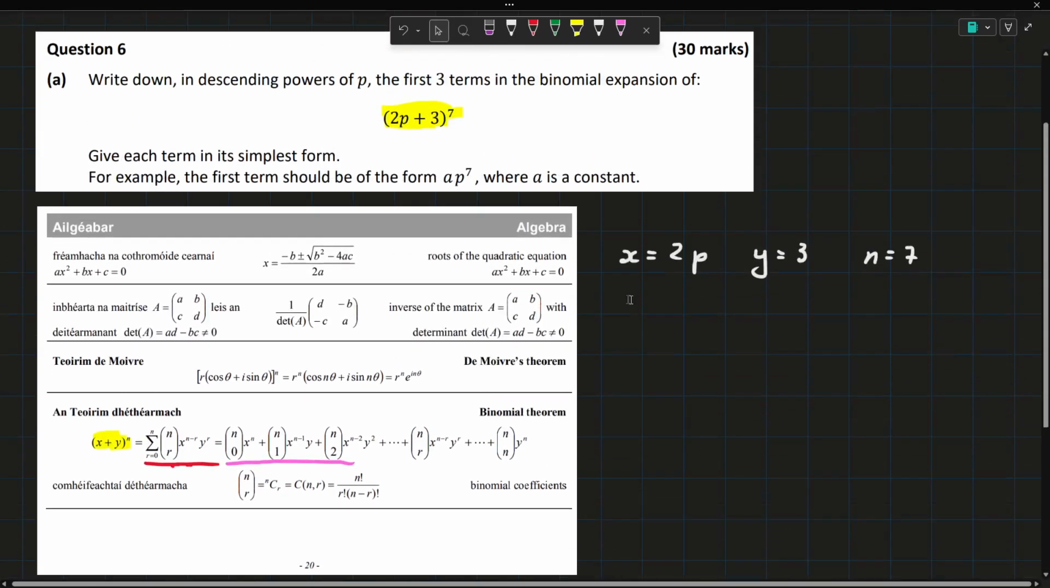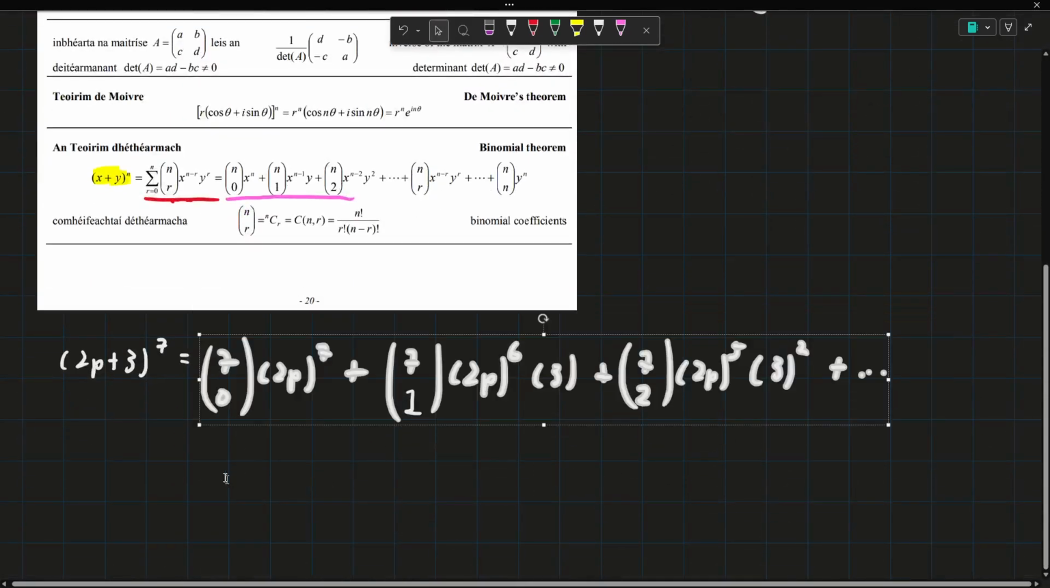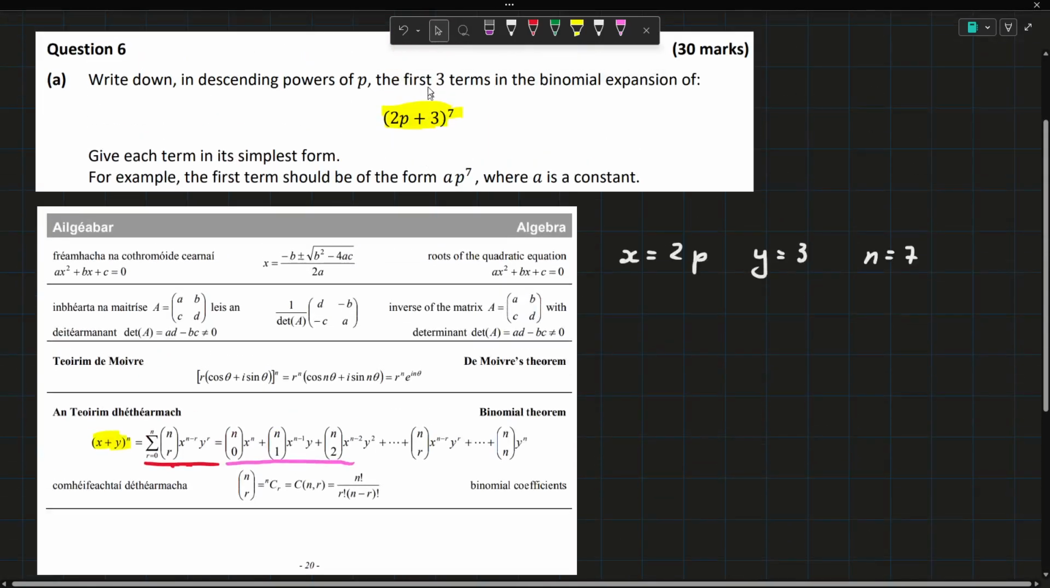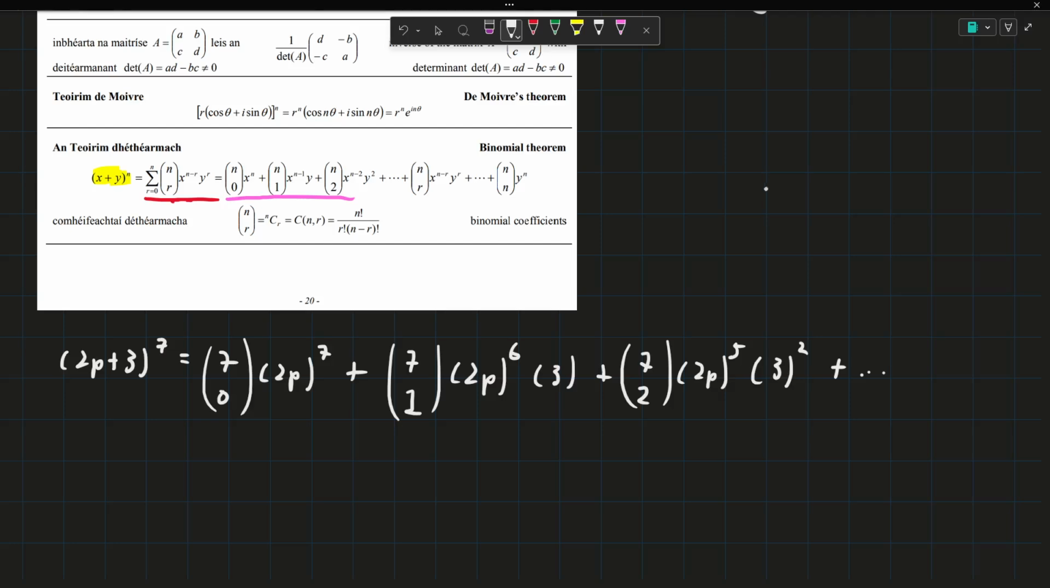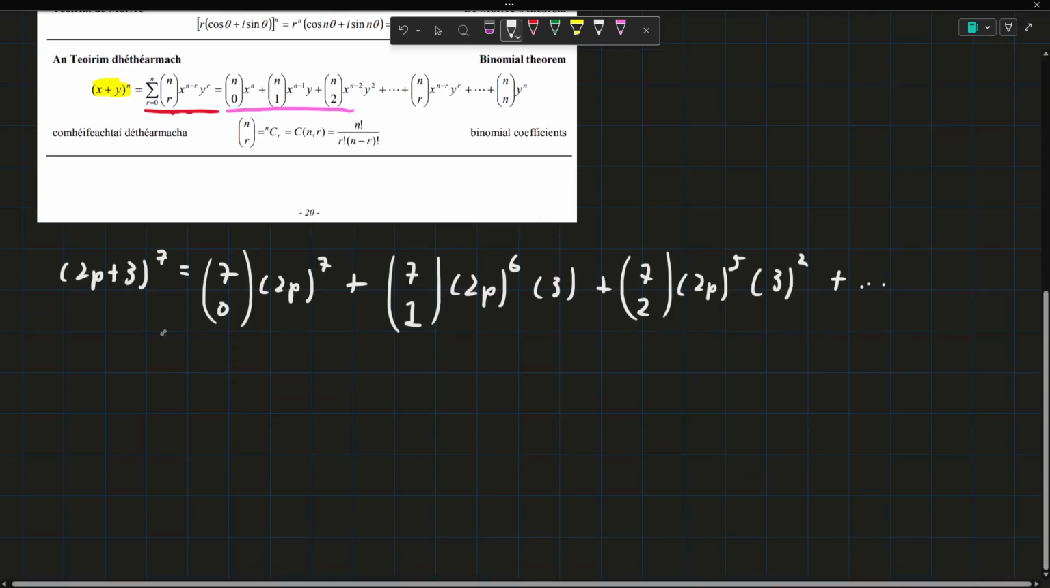We don't actually care about the rest of the terms. They are there if this is a perfect equality, but we only care about the first three. And as you can see, these will indeed be in descending powers of p, because this one is p to the power of 7, p to the power of 6, and so on. If not, you just have to do it backwards, but in this case it works out.